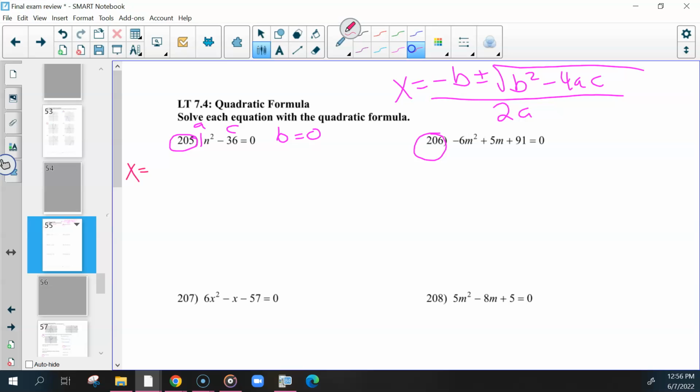-b would be -0, so just 0 is fine. Plus or minus the square root of b squared is 0, so that would just be 0, minus 4 times A, which is 1, times C, which is negative 36, all over 2 times A, which is 1. So put all of your numbers in as your first step. Then you could start to simplify in your calculator.